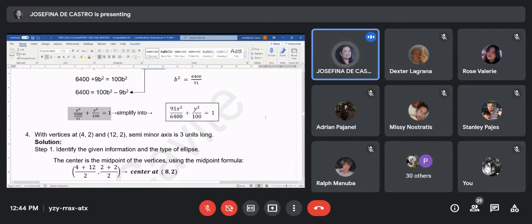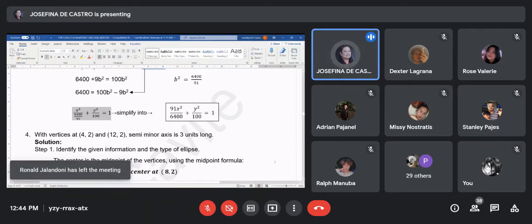Or if you want, para medyo mas magandang tignan yung equation mo, i-reciprocal mo siya. Then, isama mo na kay x squared. I-reciprocal mo. Although, ang standard form niya ay ito. Ito ang standard form niya.